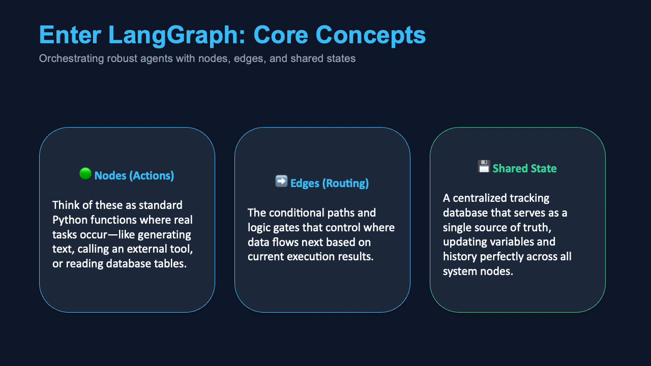Third, we have the shared state. This is my absolute favorite part. Imagine your agent is walking through this map wearing a digital backpack. Whenever a node does some work, it writes its finding down on a piece of paper and drops it in the backpack. Every single node on the map can reach into this shared backpack to see what happened in the previous steps. So this ensures the AI agent never loses its memory or gets confused about the mission.